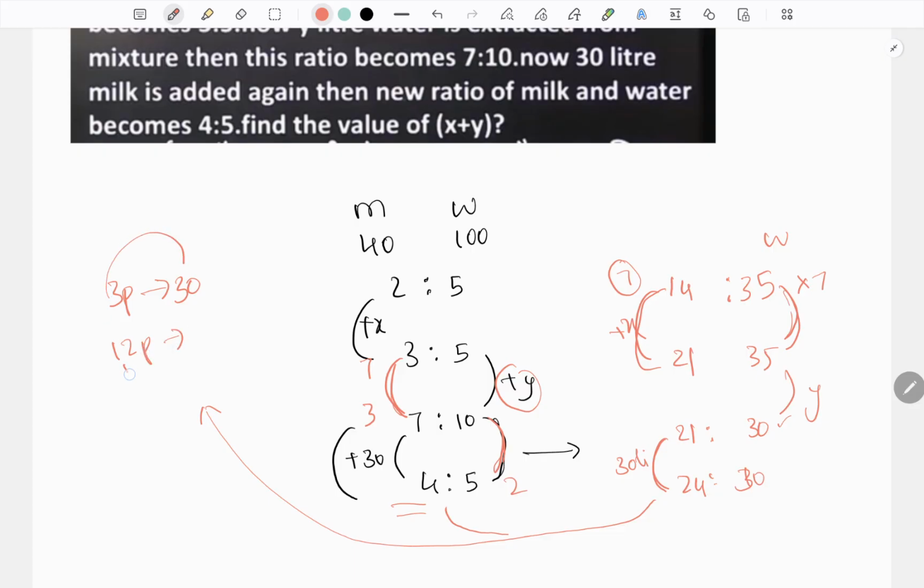3 into 10 is 30. 12 into 10 is 120. Or 3 into 4 is 12. 30 into 4 is 120. 120 liters it must be. X plus y value is 120 liters.